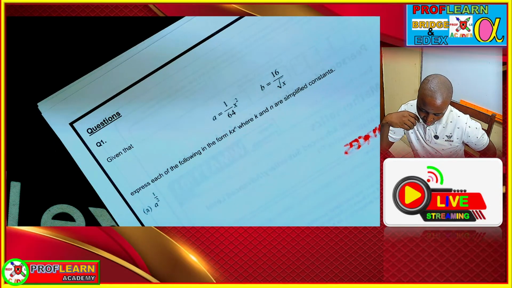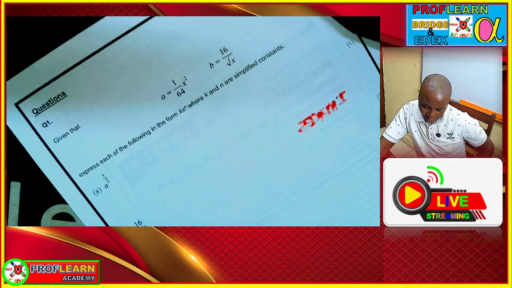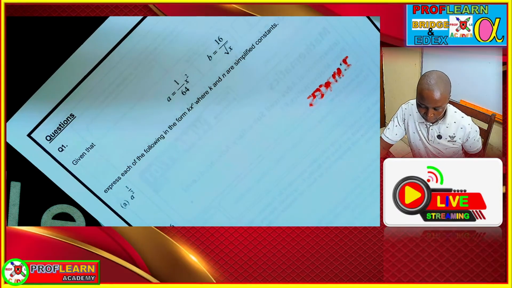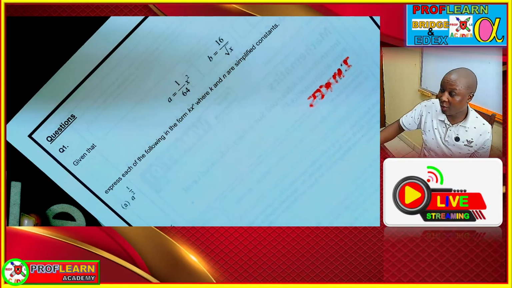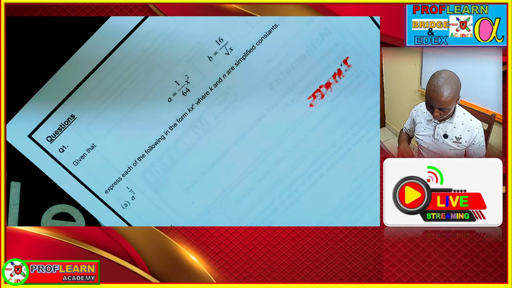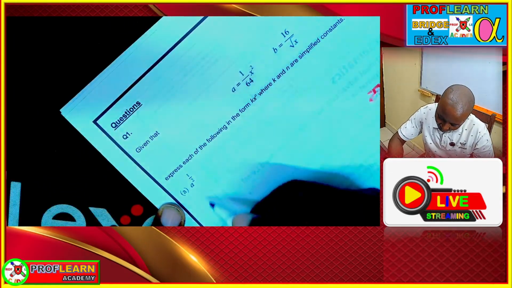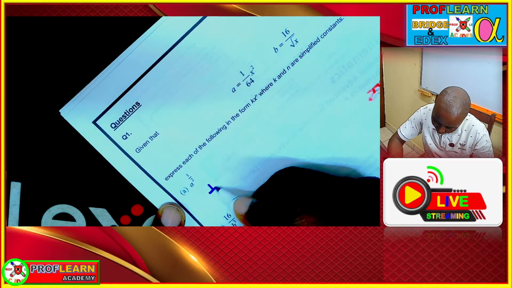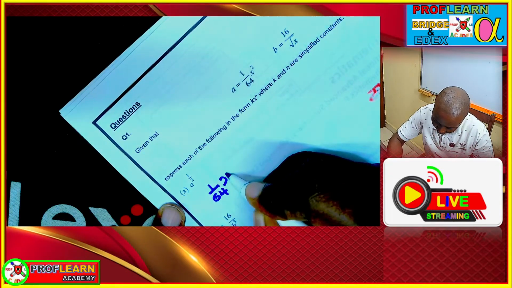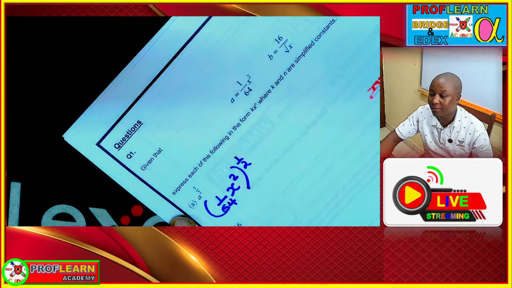given a is equal to 1 over 64 x squared, b is equal to 16 over root x, you are supposed to find the value of a raised to power a half. What are you going to do in such a case? If you are given a question like this in pure math, it will mean that you are going to say your a is 1 over 64 x squared, and this is raised to power a half, right?